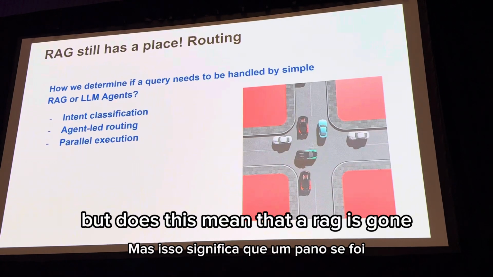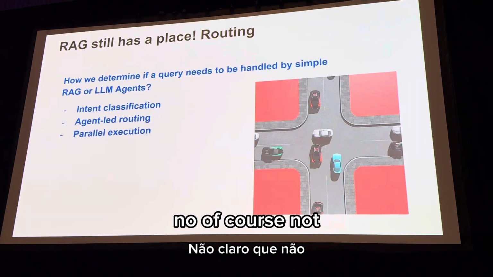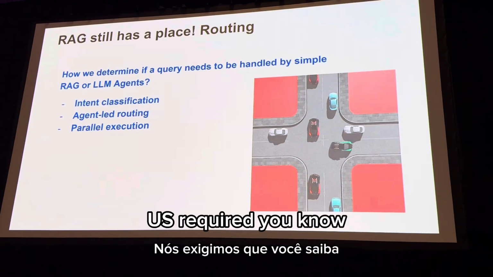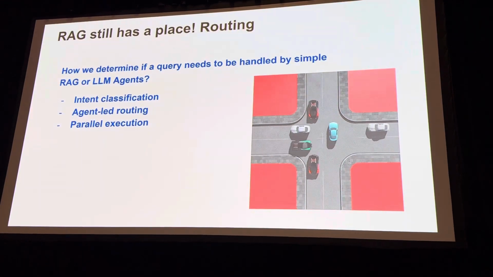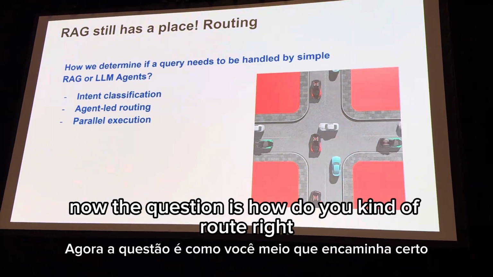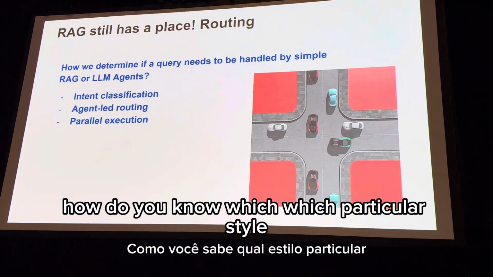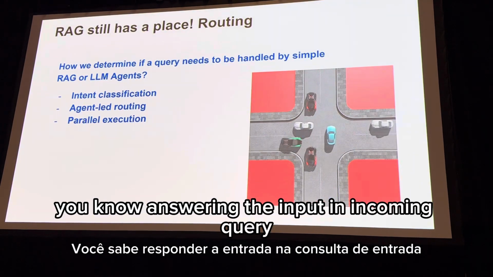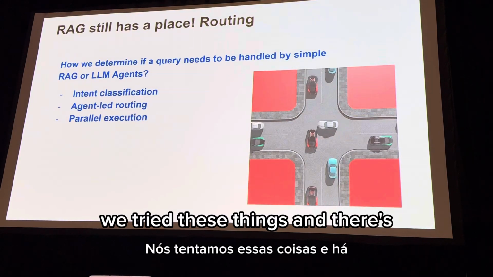But does this mean that RAG is gone and we should never use it? No, of course not. Most of our use cases which involve simple information retrieval tasks, you can just do RAG and it's super quick, no harm done. It works well for most cases. Now, the question is, how do you route? How do you know which particular style or which kind of agent you want to execute for answering an incoming query? So we tried these things, and there are so many more.